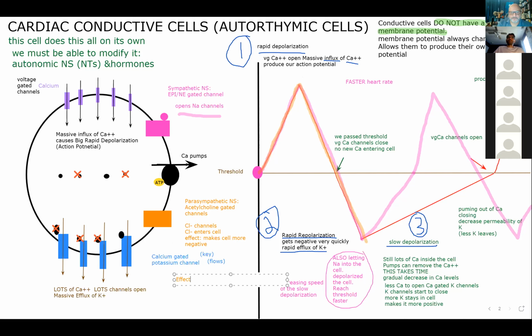what's the effect? Longer repolarization. Right, further down the graph. Exactly. It's going to take longer to reach threshold. So now it's going to take a longer period of time before it reaches threshold. And if it takes a longer period of time to reach threshold, what effect does that have on the heart rate? Slows down. And there you go.